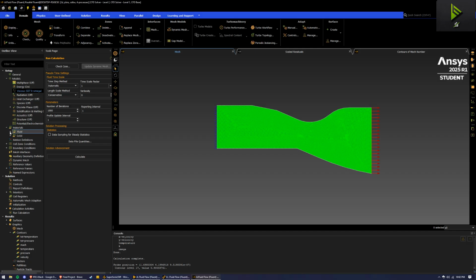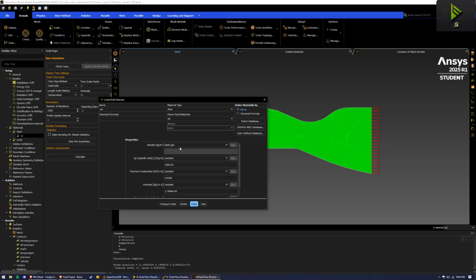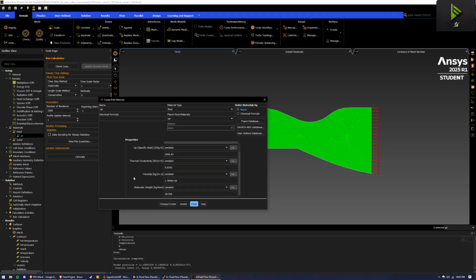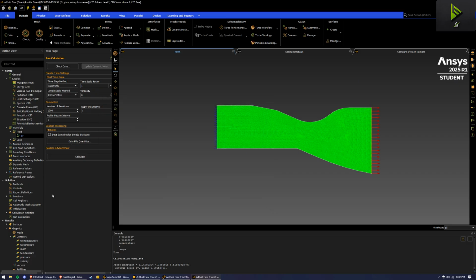Something else to keep in mind is that specifically for the fluid, we have changed the density. As per default, the density comes in as a constant, but since we want compressible flow, we're going to set it as an ideal gas. This allows the density to vary throughout the system and thus allow the pressure to vary through the simulation.